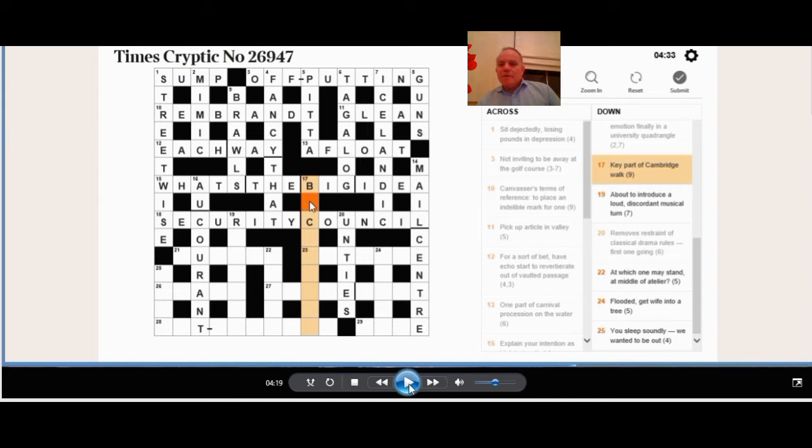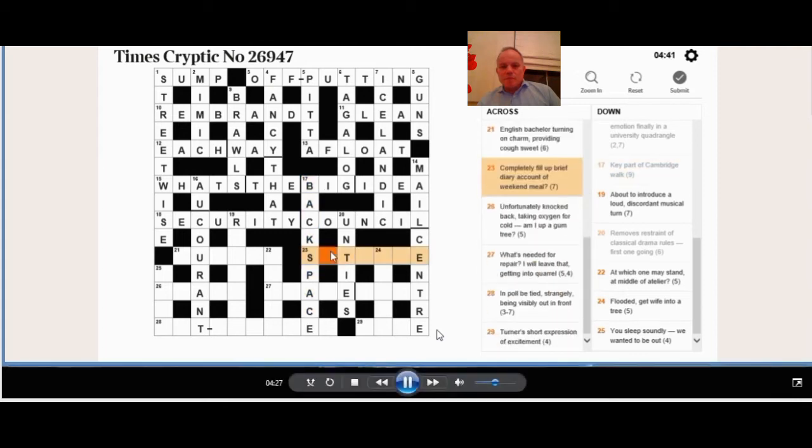Now, 17 down, key part of Cambridge Walk. Took a bit of general knowledge, but I eventually remembered that the part of Cambridge where the river flows through, I think, is called the Backs. And that is very helpful when you've got B something C in the clue. So a Backs pace would be part of Cambridge Walk, and it's a key on the computer.